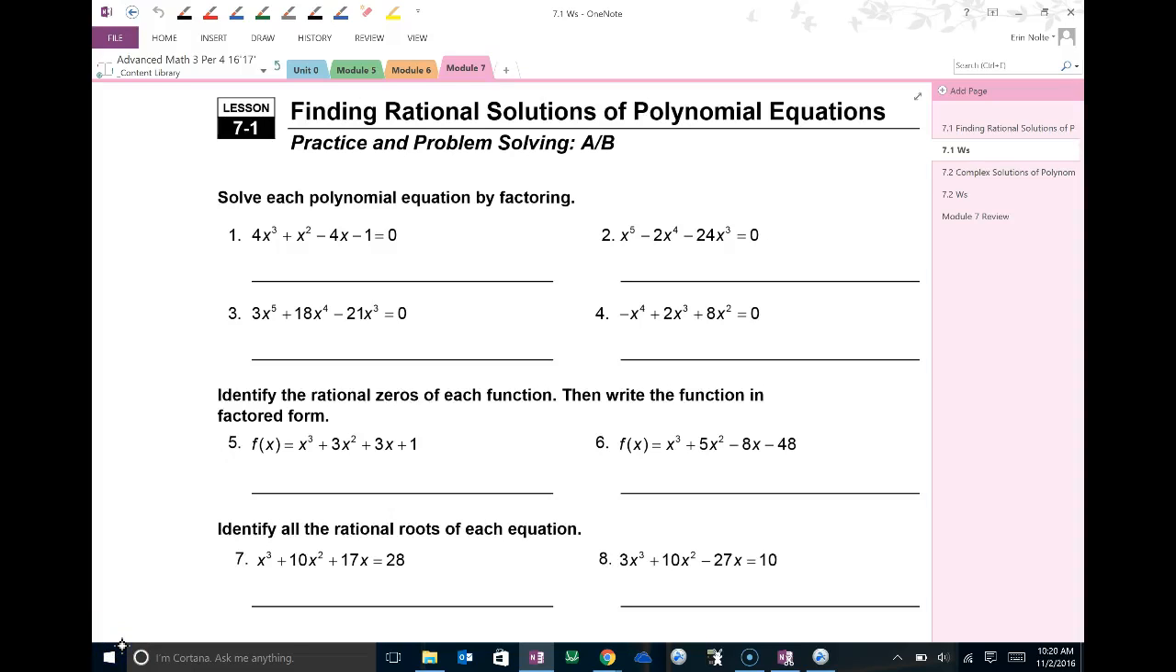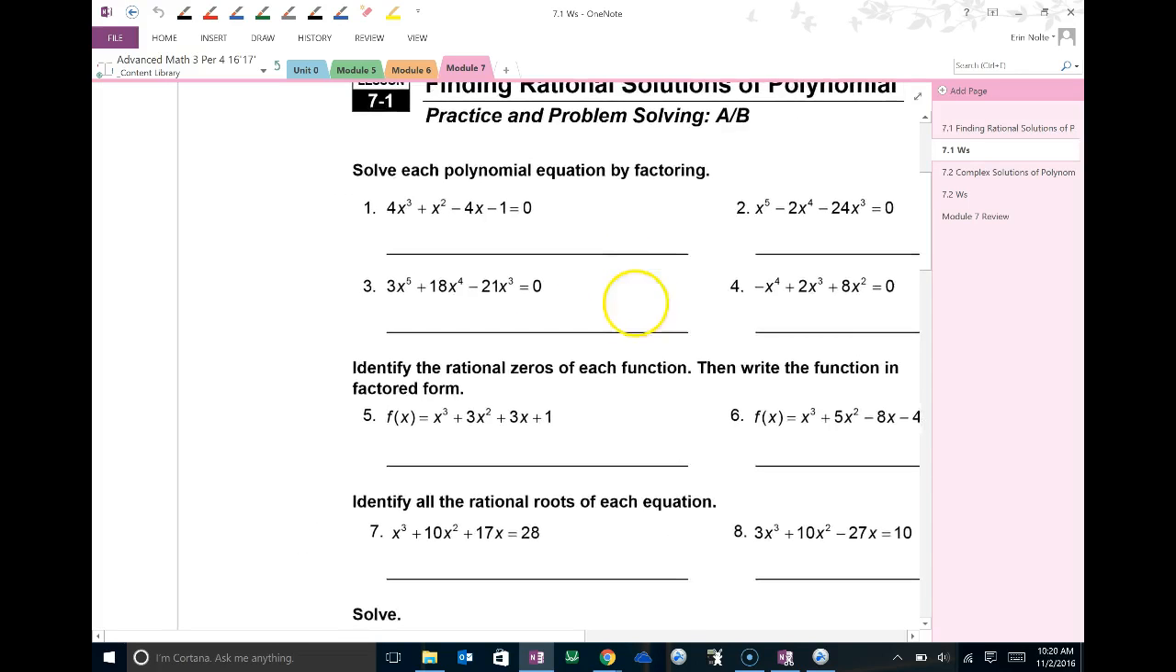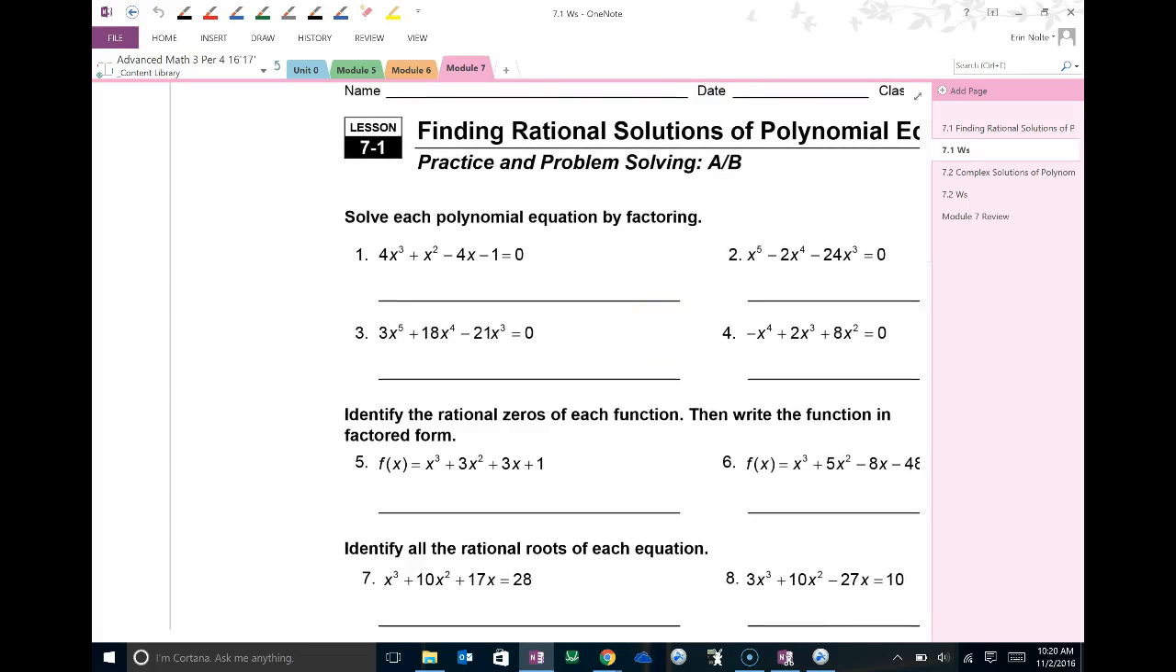Question number 1. Possibly. Maybe. I did 1, -1, -1, 4. Okay. So, how did people go about doing number 1?